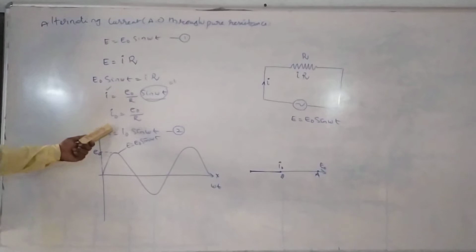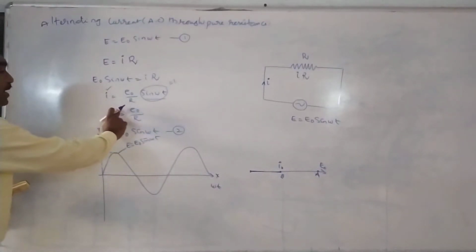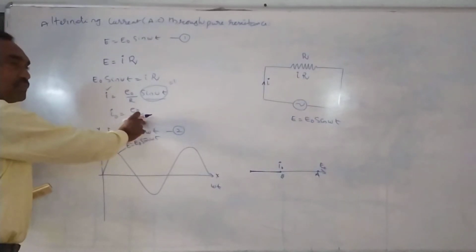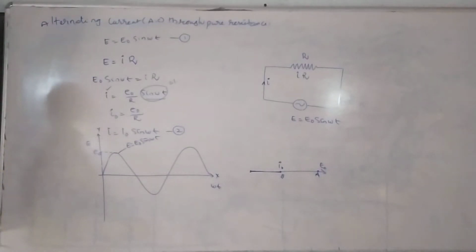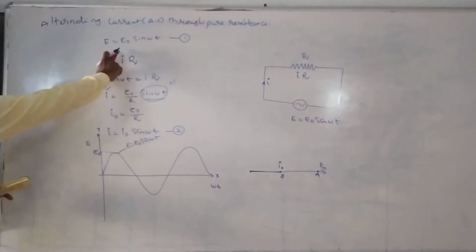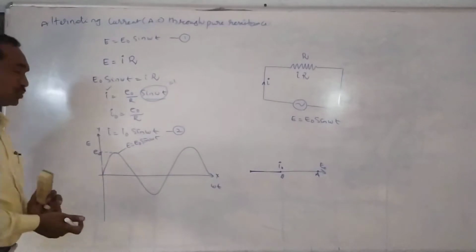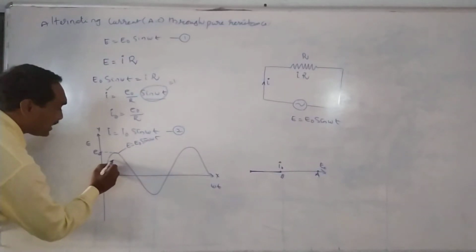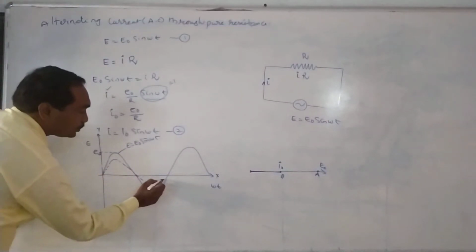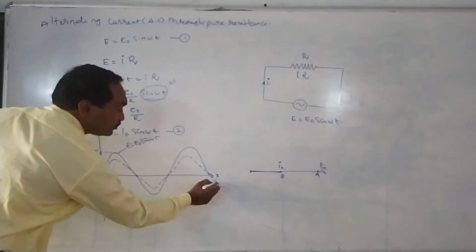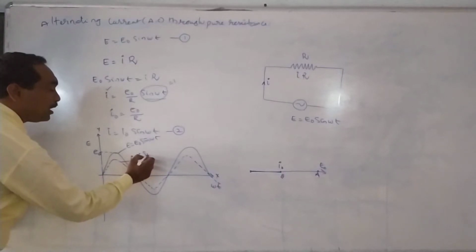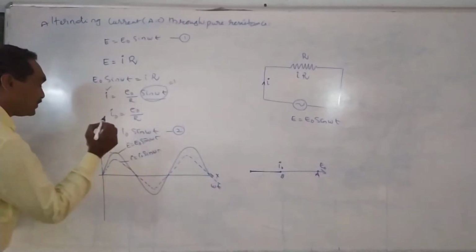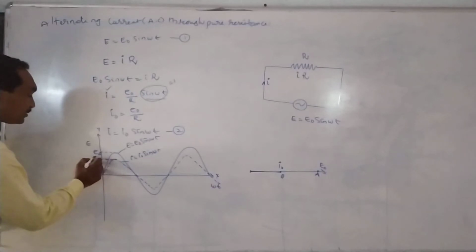And what about this equation? I is equal to I naught sin omega t. When you compare, this I naught value is E naught by R. Of course, in most cases the resistance is more than 1 ohm, so E naught is greater than I naught. So this is I is equal to I naught sin omega t. This is the maximum value of the current.